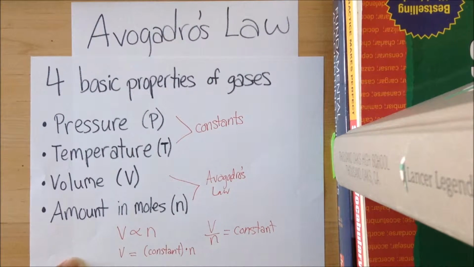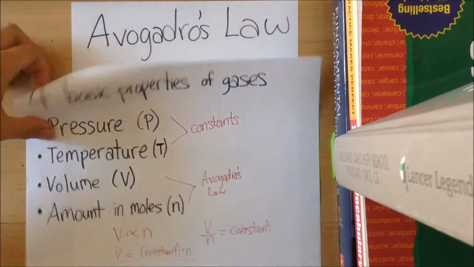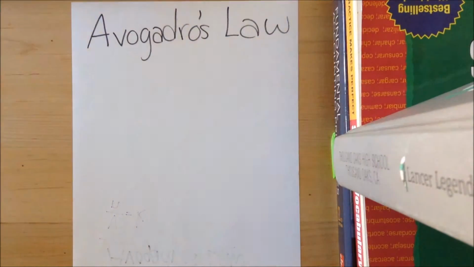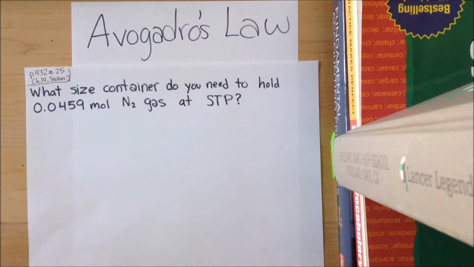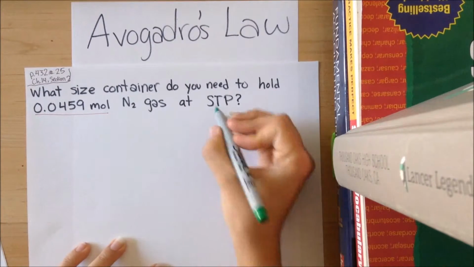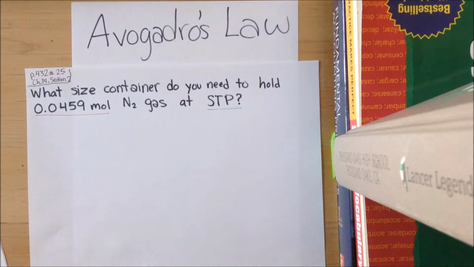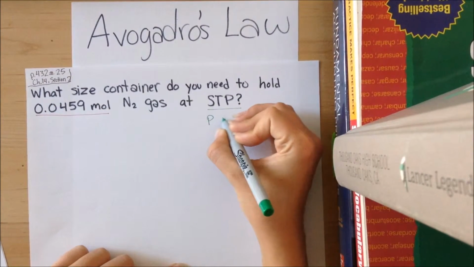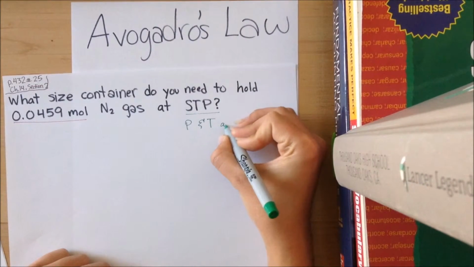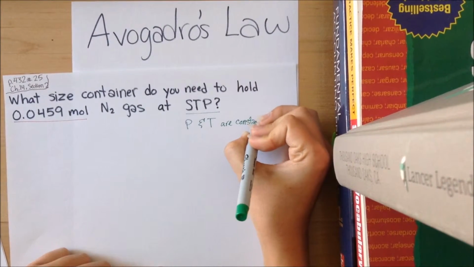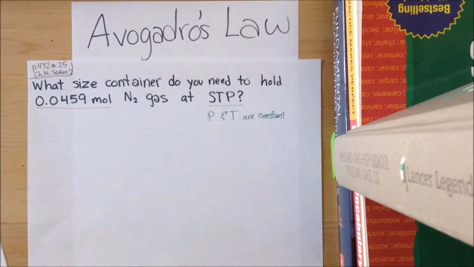I'm going to show you a sample problem using this formula. What size container do you need to hold 0.0459 moles of nitrogen gas at STP? You know that STP is standard pressure and temperature, so that's the problem's way of giving you that the pressure and temperature are constant. So you know that you can use Avogadro's law here.